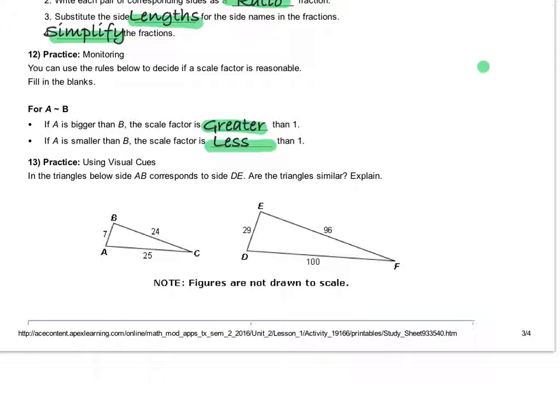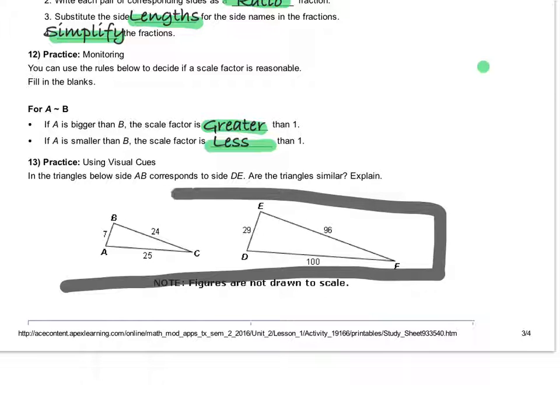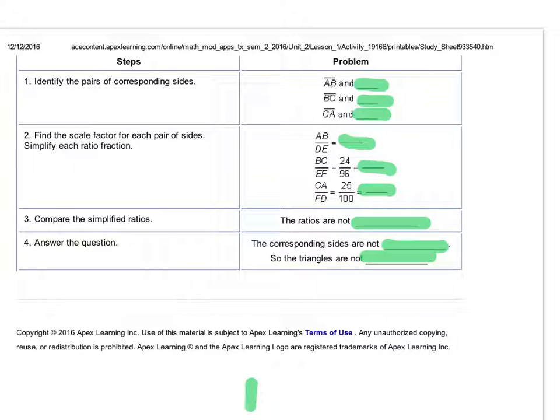The next thing I said we're going to practice, and here's the practice. We're going to use this problem here, and notice it says the figure is not drawn to scale. In the triangles below, sides AB correspond to DE, and we're going to explain whether the triangles are similar. On your notes, you should be able to see the triangles with the chart together at the same time. It says identify the pair of corresponding sides. If you look at your triangle, AB corresponds with DE.